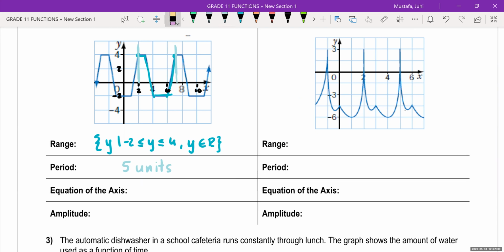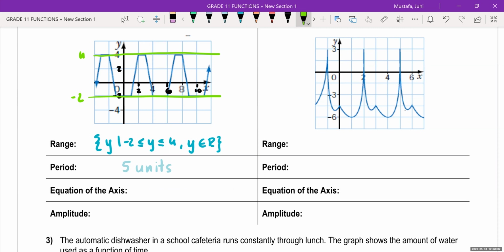What is the equation of axis? So we can do this just by looking at the graph, but also figuring it out using the equation. So let's look at the graph first. My maximum value is a 4. My minimum value is a -2. And just halfway between 4 and -2, where are you going to land approximately?